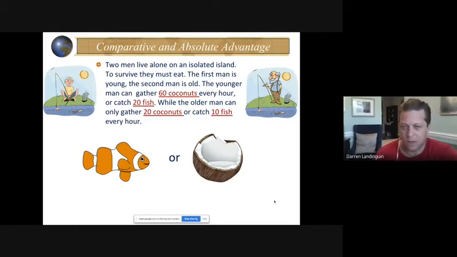So we can analyze this through the information provided. Basically what we have here is that the younger man can gather 60 coconuts every hour or catch 20 fish, while the older man can only gather 20 coconuts or catch 10 fish. And so what we're looking at in this particular question is the analysis of coconuts to fish and fish to coconuts and vice versa for each person.